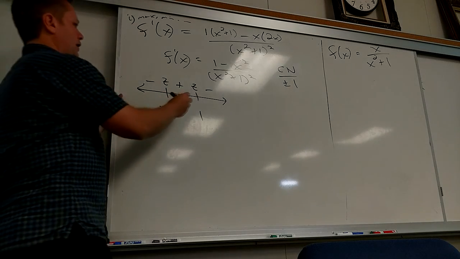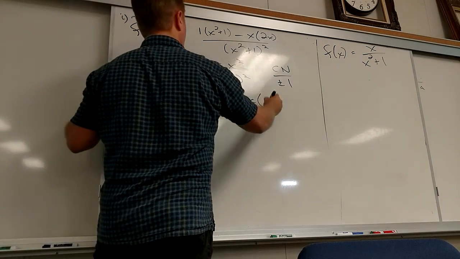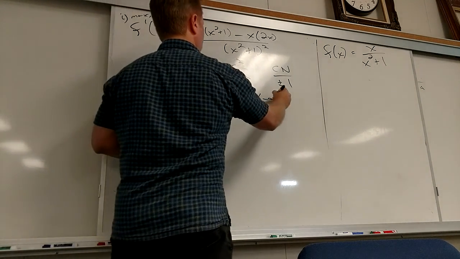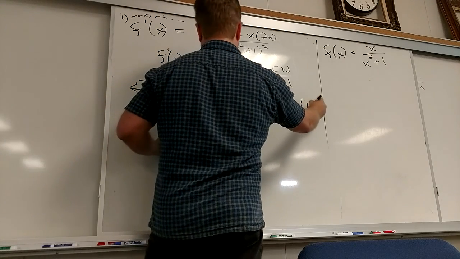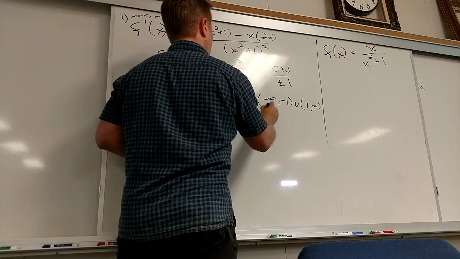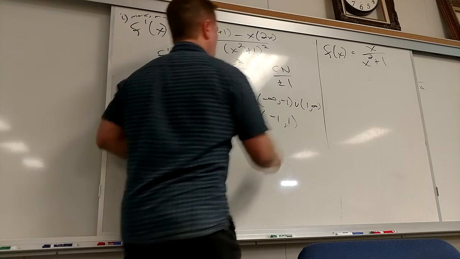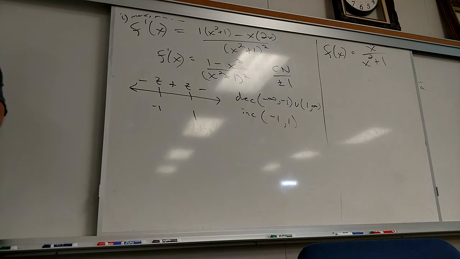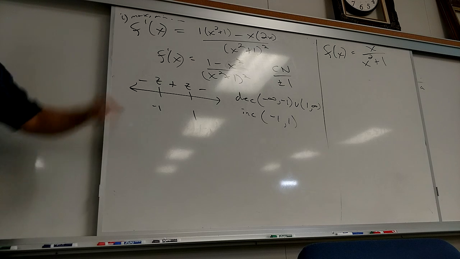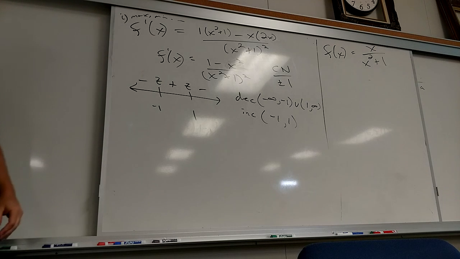Therefore, it's decreasing from negative infinity to negative 1, or 1 to infinity. It's increasing from negative 1 to 1, right? This is all stuff we just did recently. I want to try to get to the concavity part, but I don't want to just bypass this.